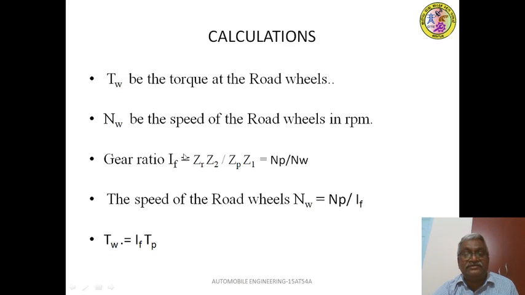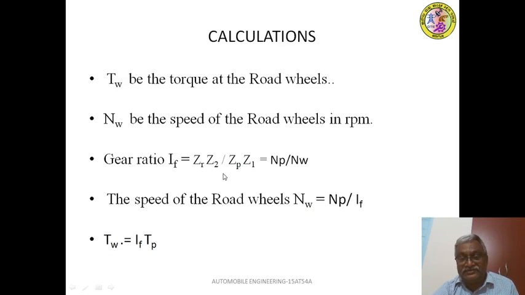So here the calculations. Gear ratio YF equals ZR by ZP into Z2 by Z1. ZR and Z2 are the teeth on ring gear and this helical gear respectively. These two gears are driven gears. Teeth on driven gears divided by teeth on driving gears is equal to speed of driving shaft divided by speed of driven shaft or wheels.